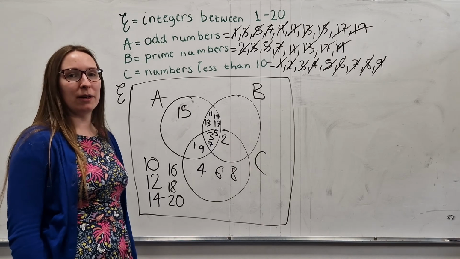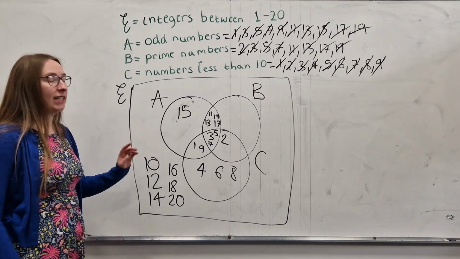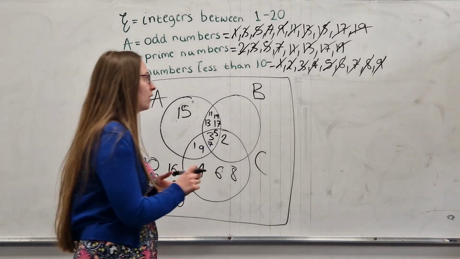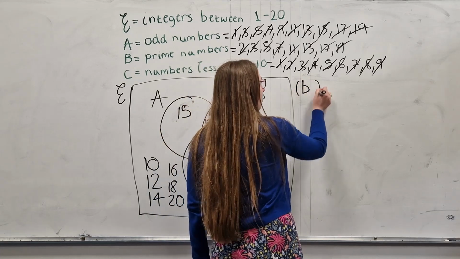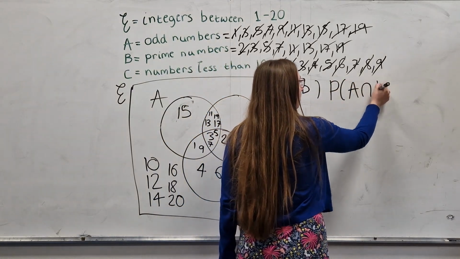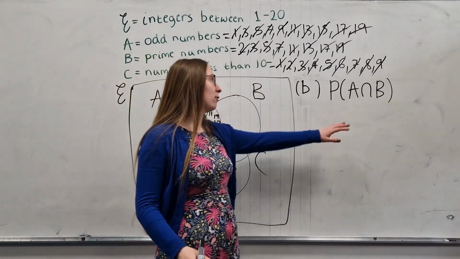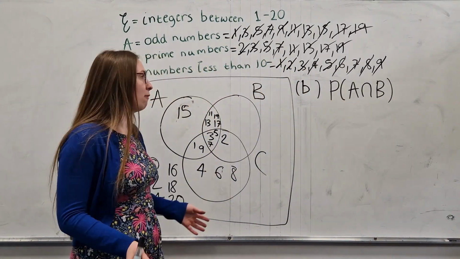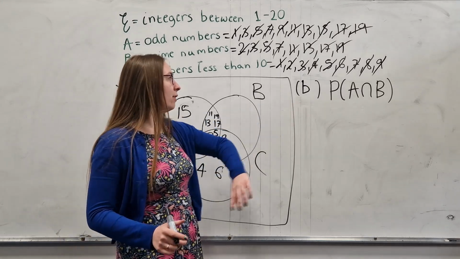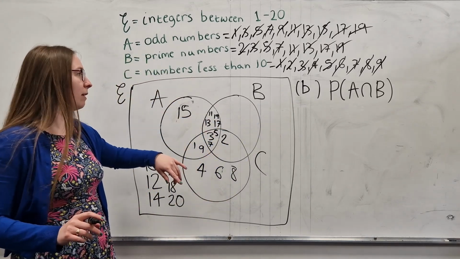Okay, so in part B of the question, we're asked to find the probability that a number is in the set A and B. So we can write that as so. The probability that the number is in the set A and B. Some people call this A intersection B, some people call it A and B. It's good to know both of the terms. I'm going to use A intersection B, because I think it's clearer when we're talking about the diagram.